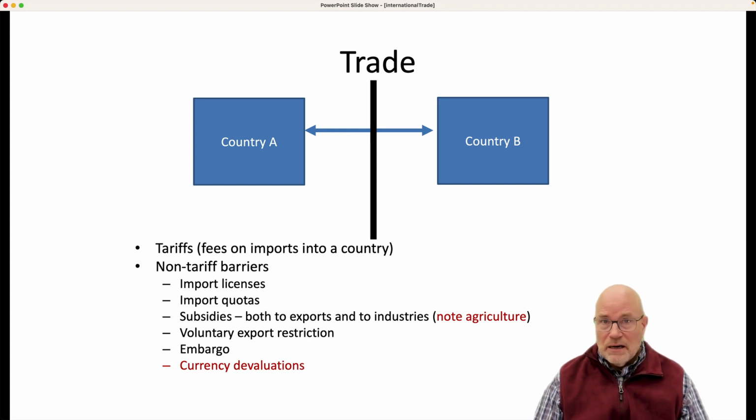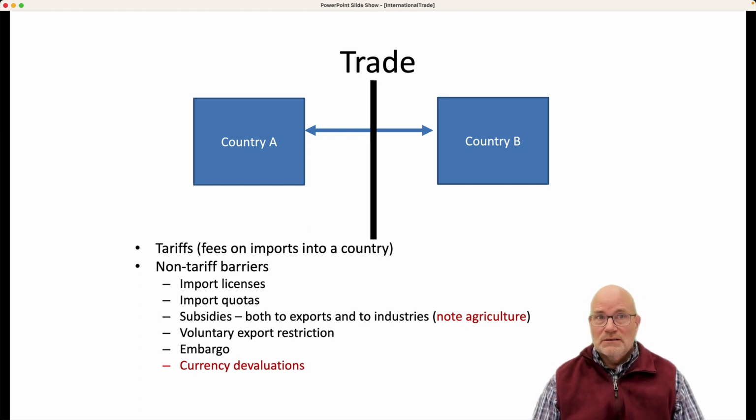Non-tariff barriers are many, but they include such things as import licenses, import quotas, or a restriction on the total amount of goods that can enter a country from another country. Subsidies play a role. If one country subsidizes production and causes it to be more, that is a trade distorting action. We can have voluntary export restrictions, embargoes, and a final one is currency devaluations.